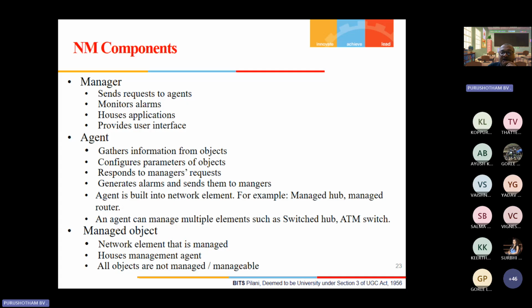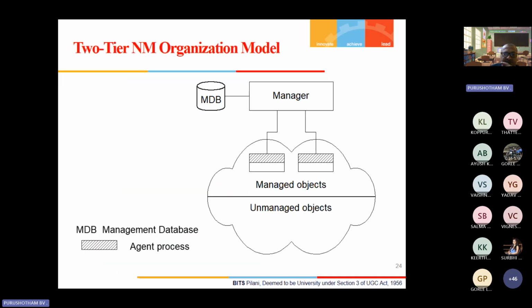For example, a hub or router. It's not simply a hub, it is a managed hub. There could be a non-managed hub also, which will be manually managed, whereas here these are all automatically managed. Software will deal with that. Managed objects are the network elements that need to be managed and house the management agent. All objects are not managed, so only the manageable devices are going to be managed.